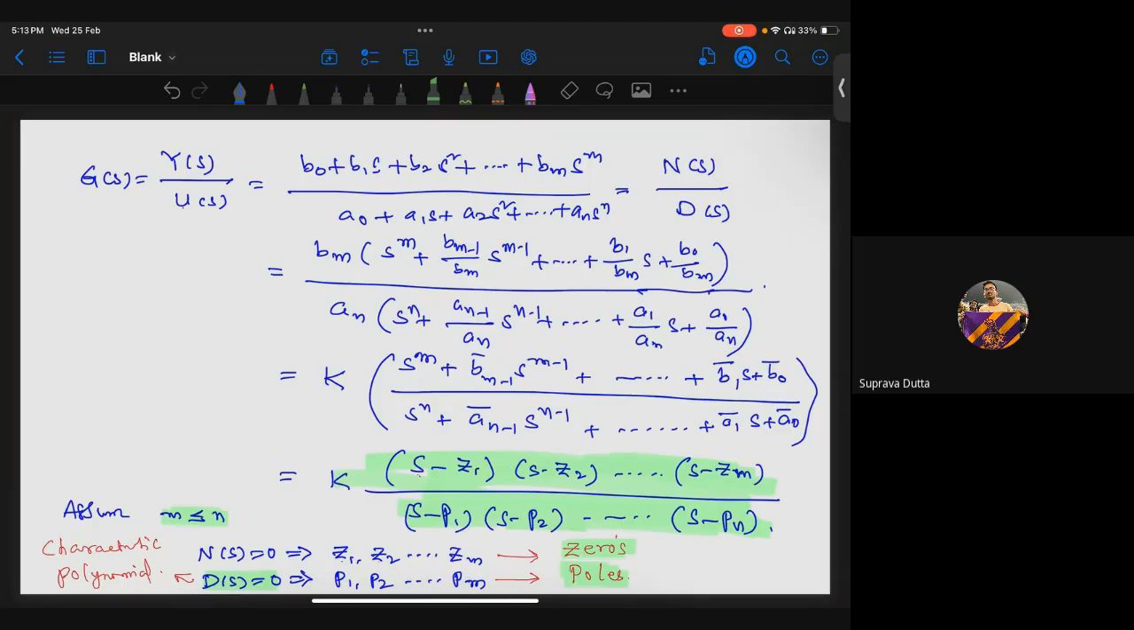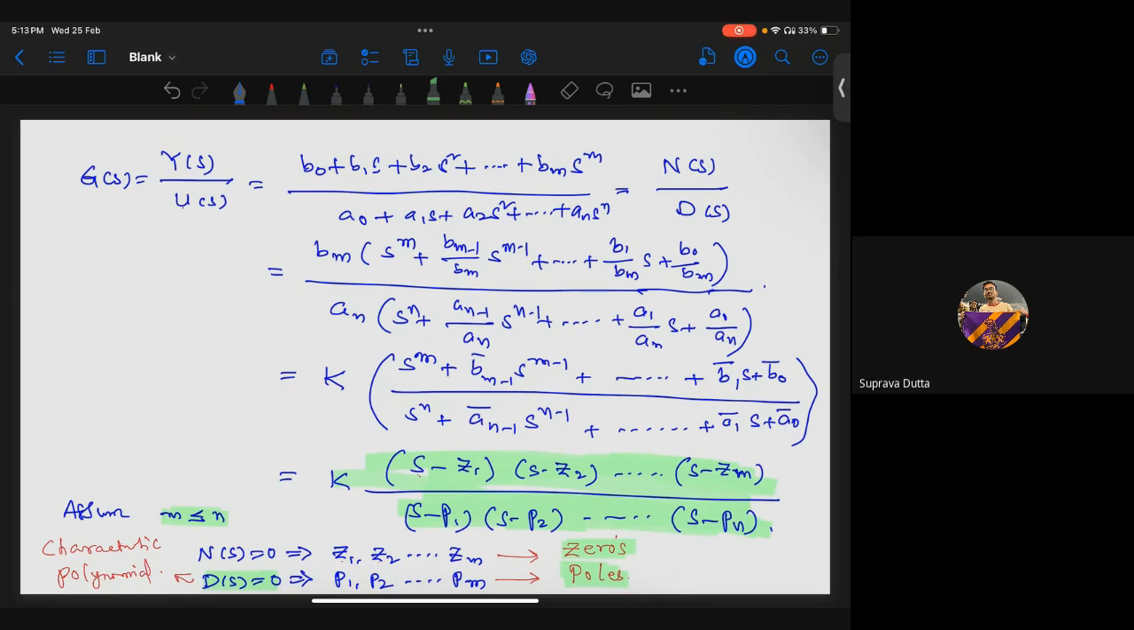Is there any doubt? Zeros you get when you take the numerator equal to 0. Poles you get when you take the denominator equal to 0. Is this clear? Any queries? Anyone? Okay, so that's the first point.